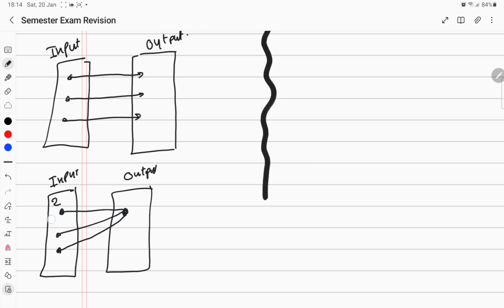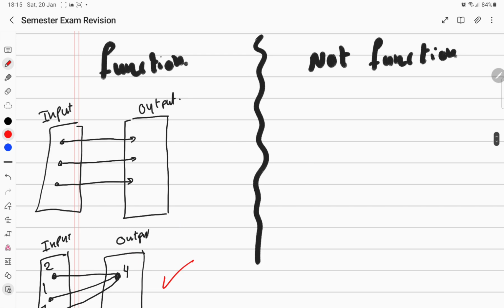So for example, if you have here 2, 1, 7, and 2 has an image which is 4, 1 has an image which is 4, 7 has an image which is 4, as long as each input has one output, we say this is a function. Here 7, 5, 4, 1, 3, 2. Again, each input has one output, one arrow coming from the input, so this is a function.